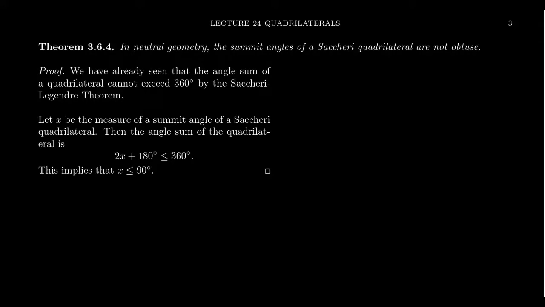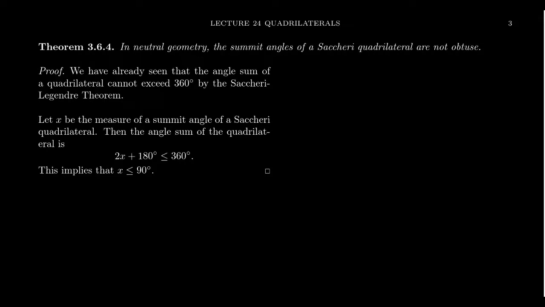We have a theorem, and this is in fact going to be a theorem in neutral geometry. The notion of measure is going to come into play here. In particular, we're going to use the Saccheri-Legendre theorem. Not surprisingly, Saccheri worked through what we now call the Saccheri-Legendre theorem as he was studying quadrilaterals. So in neutral geometry, the summit angles of a Saccheri quadrilateral cannot be obtuse. Well, he wanted them to be right angles, because if they were right angles, they would be rectangles. But because of hyperbolic geometry, you can have a Saccheri quadrilateral with acute summit angles. But at least by the Saccheri-Legendre theorem, Saccheri was able to show that the summit angles cannot be obtuse.